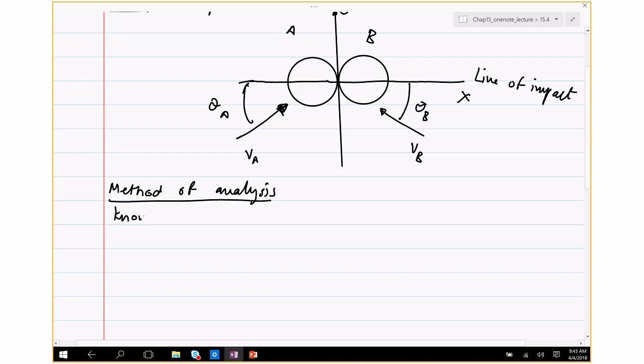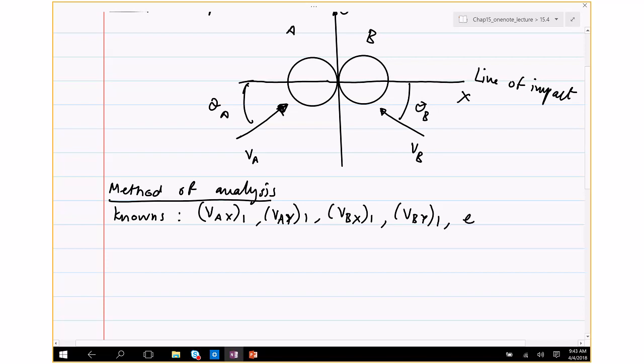So the question is, what are the knowns and what are the unknowns? You typically know the velocity of both the masses before impact. So the velocity of A in the x direction before impact is known. Velocity of A in the y direction before impact is known. Velocity of B in the x direction and velocity of B in the y direction before impact are known.